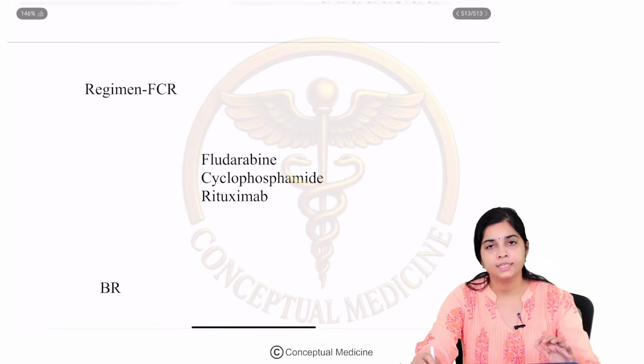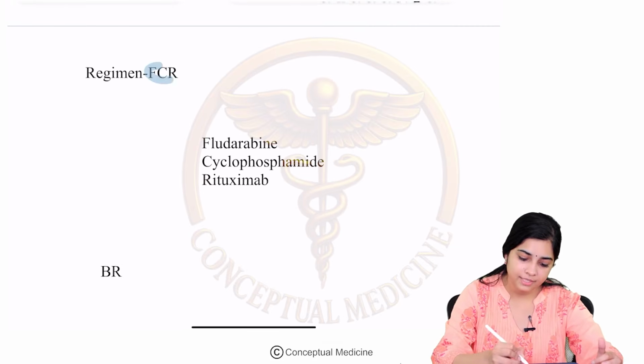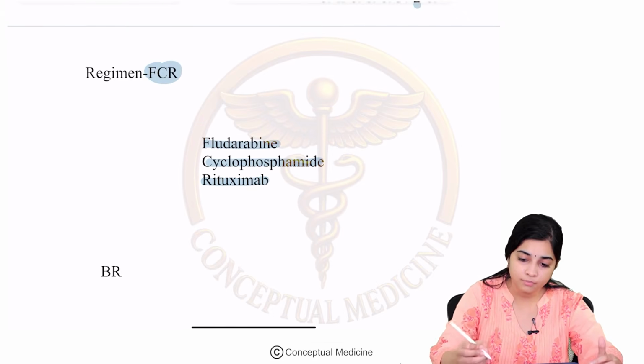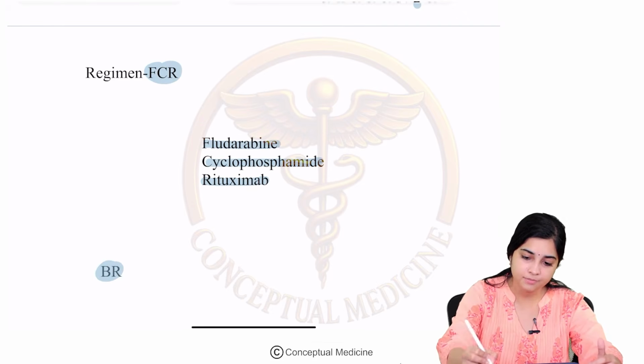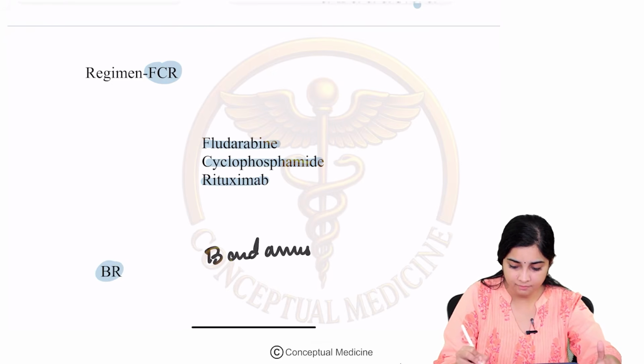So what are the regimens which are used in the treatment of CLL? So we use an FCR regimen, which is fludarabine, cyclophosphamide and rituximab. So FCR regimen, but the more commonly used regimen is a BR regimen, which is the bendamustine rituximab.